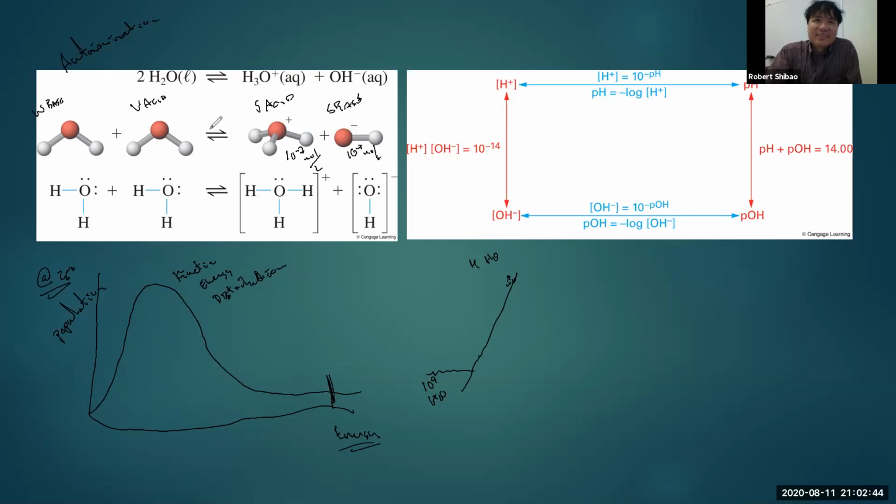This is an equilibrium. So we just have these waves, in other words, these collisions. These collisions can bring it up, but these will rapidly go back down. And so what we end up with is something called a dynamic equilibrium, where we're going to have a stable amount of hydronium and hydroxide.